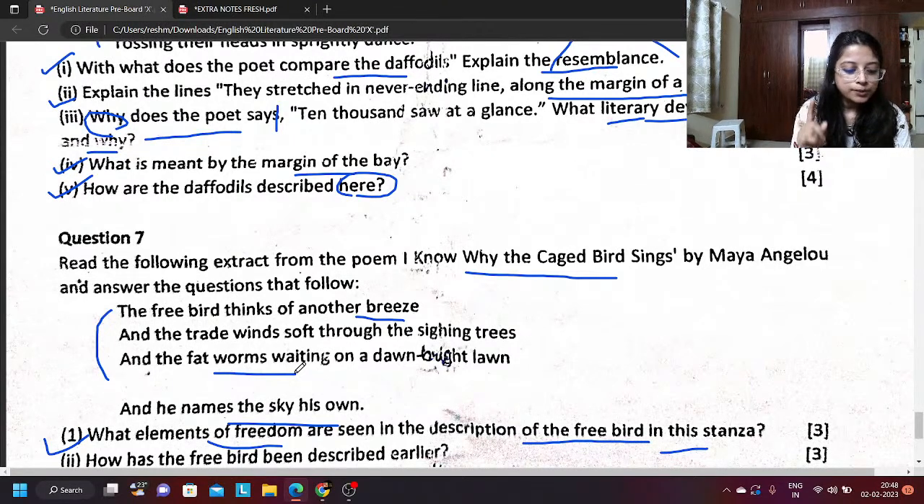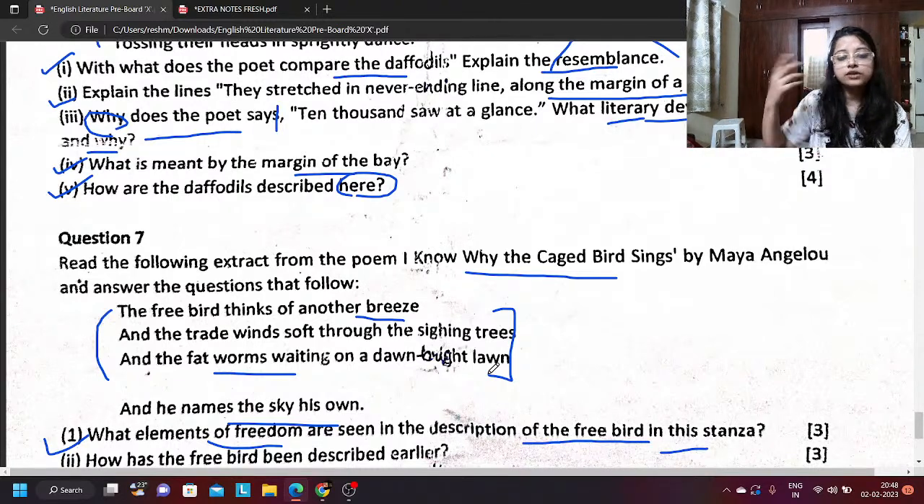This is our introductory line, and putting that more concretely, he is using certain elements of freedom, some examples of the different ways the free bird can enjoy its life. Because the free bird is free, it never has to think about its own freedom. Once it has enjoyed one breeze, it is waiting for another. It is not worried that it will not get it, or that it should save it for another day. So it does not even have to think about its freedom.